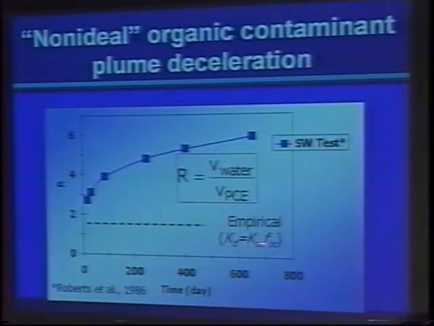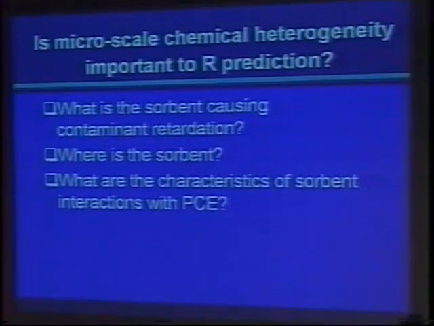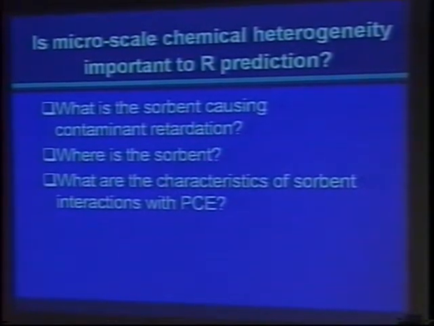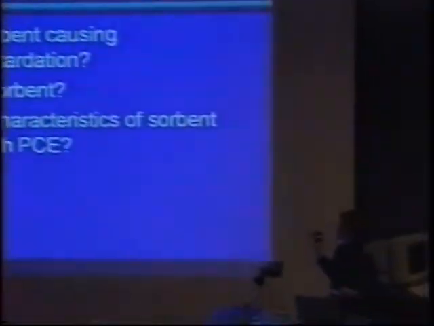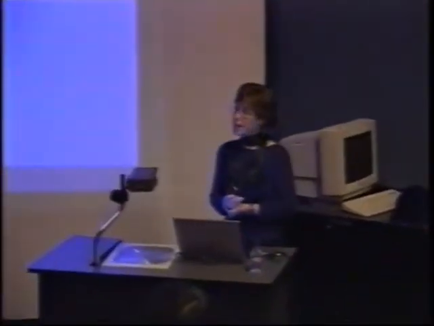And so you can see that the empirical model that we employ many times for this chemical underpredicts the true retardation by a factor of 2 initially and a factor of about 4 at the end of the experiment, which if you're thinking in volumes of water flushed, is not an insignificant amount. What I want to get you to think about with me now is what really is the sorbent that causes this retardation of the contaminants in this aquifer. Where is it and what are its characteristics?